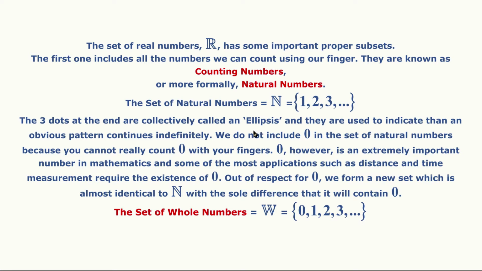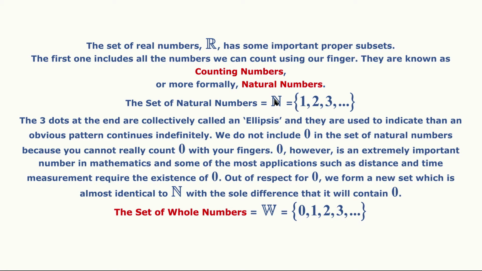Now notice that we did not include 0 in this set because obviously we can't count 0 on our fingers. However, that doesn't mean 0 is not important. 0 is extremely important as a number, and there are many occasions where we may want to include 0 with the rest of these positive natural numbers. So out of that need and out of respect for 0, we create a new set, and we call it the set of whole numbers, which does include 0.